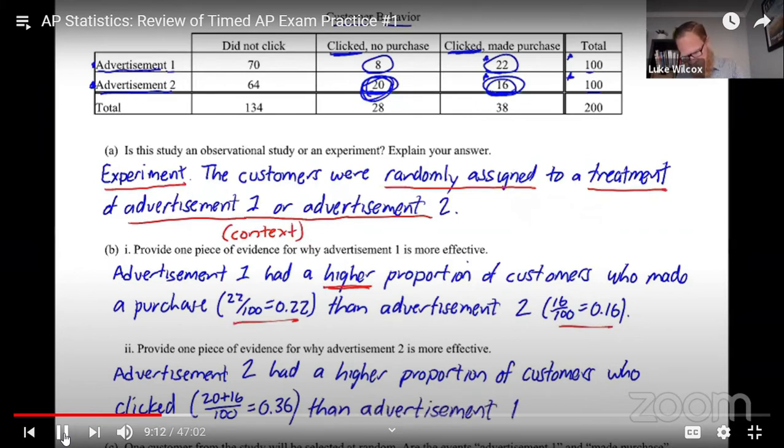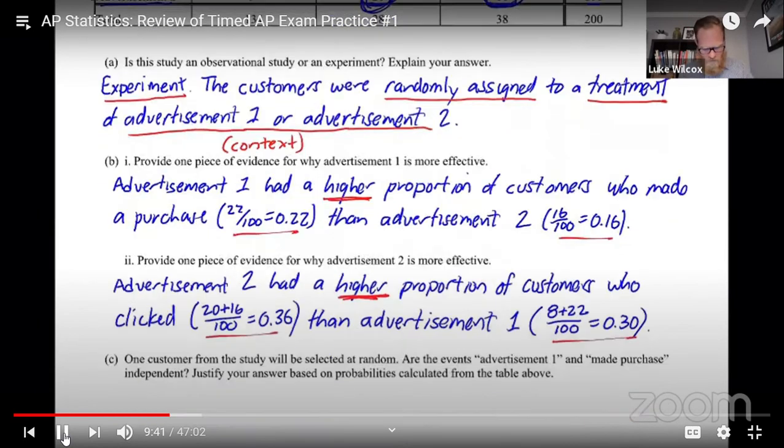And let's provide numerical explanation here for advertisement 1. We've got the 8 and the 22 out of 100. And that's 30 out of 100, which would be 0.30. And clearly 0.36 is higher than 0.30. So what's required for full credit here? Well, definitely, once again, I like this comparative word here that we're saying the proportion is higher. And then we've also provided some numerical justification for that one.